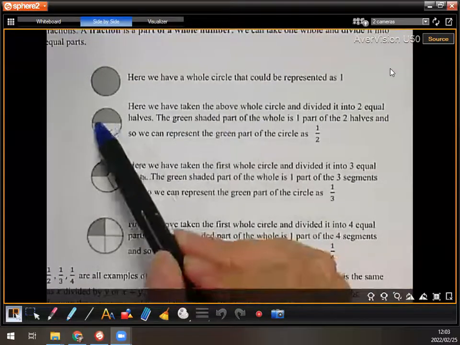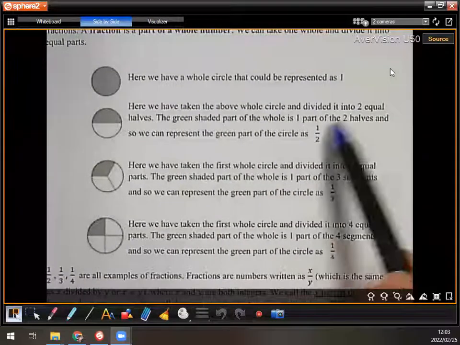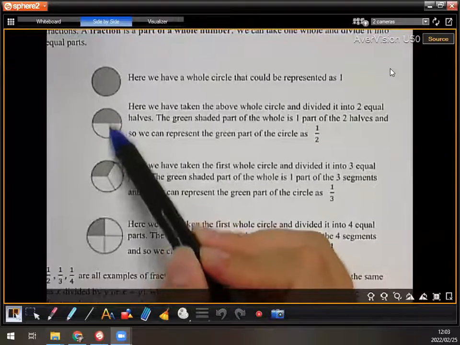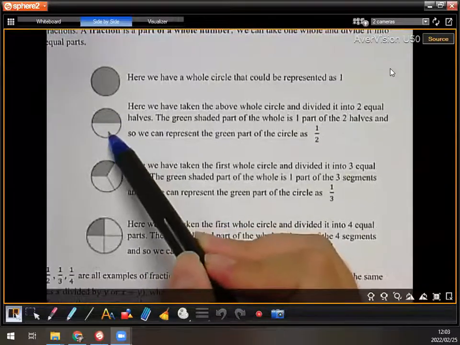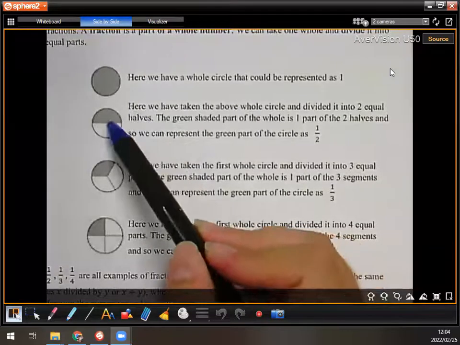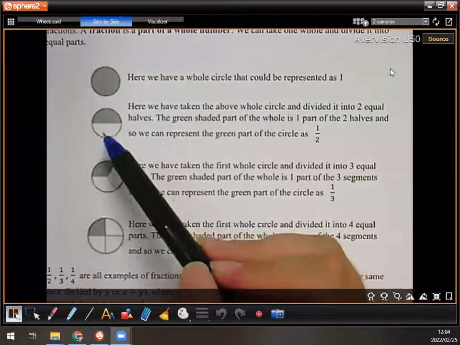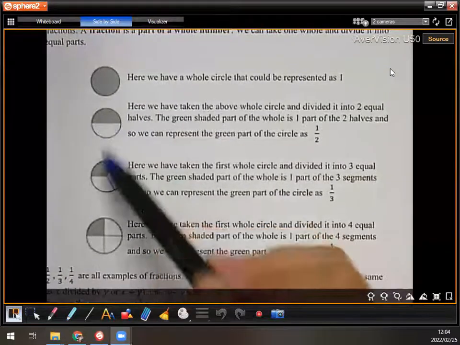The shaded part in this one is one part of the two halves. If they ask you to write or to represent the shaded part of the fraction, you would say that this is 1 of 2, 1 over 2. Half of the circle is shaded.